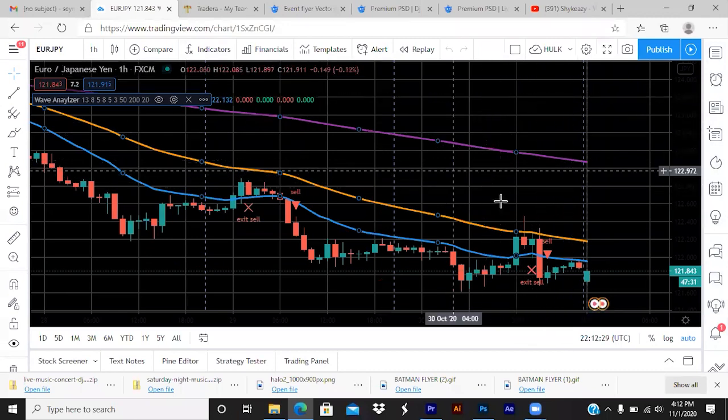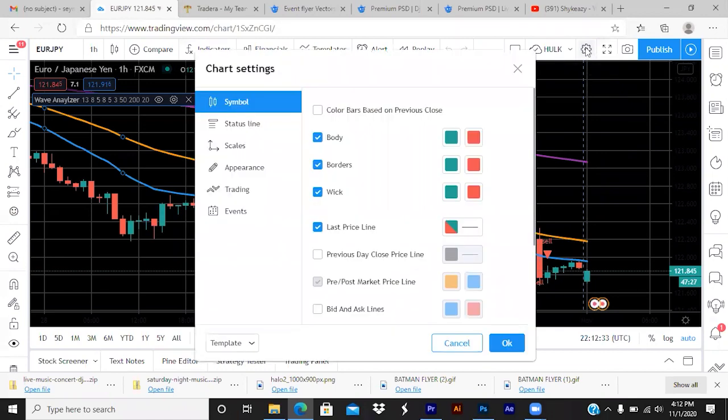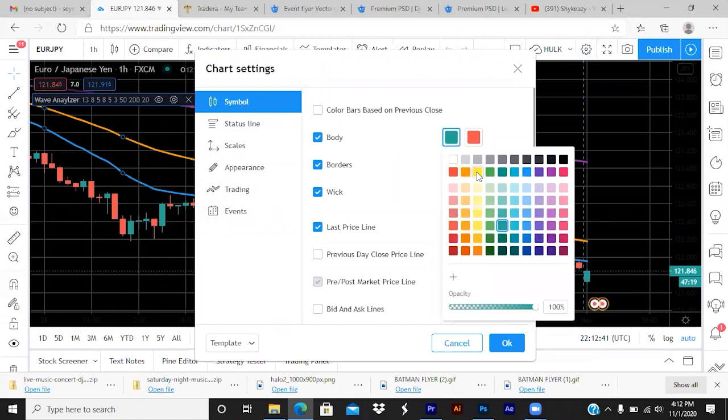Now if you want to change the color of your chart, because mine is black right now, you press the toolbar and come to symbols. In symbols, you can change the color of pretty much your candles. If I want my candles yellow, now you see my candles turn a different color. You can play around with that as you feel.